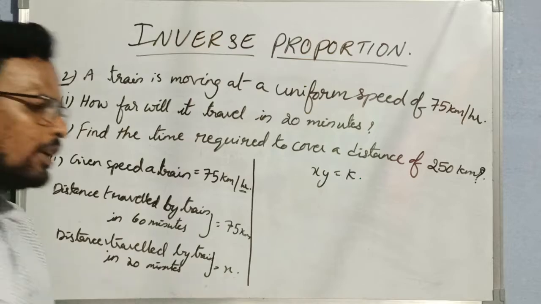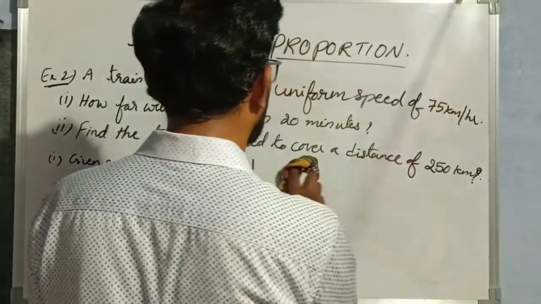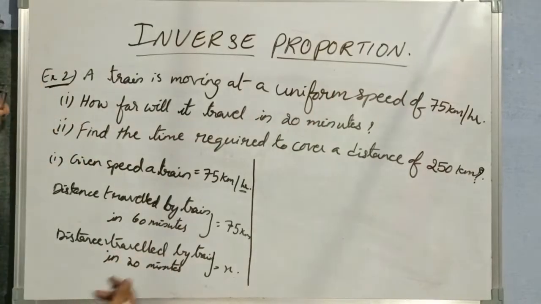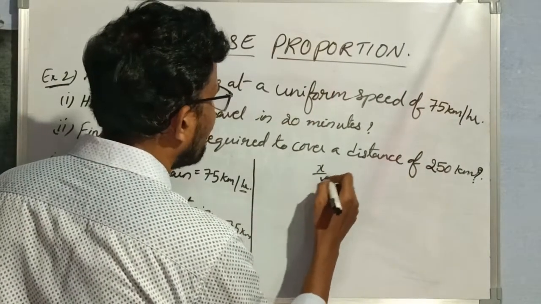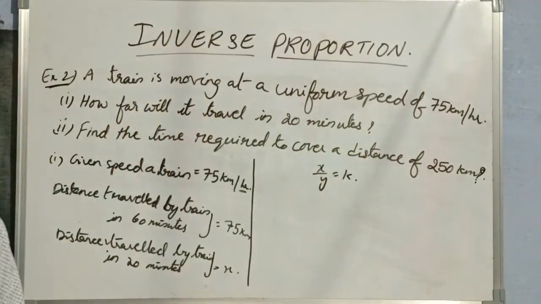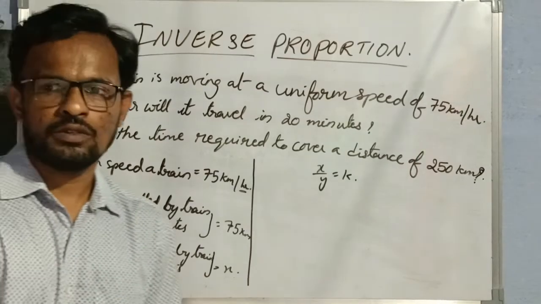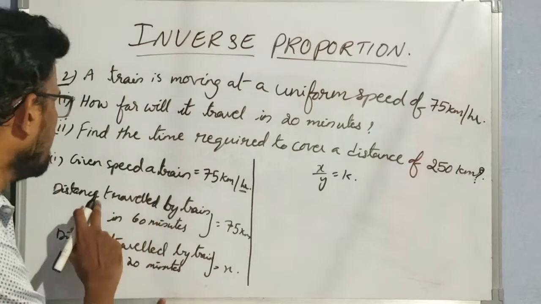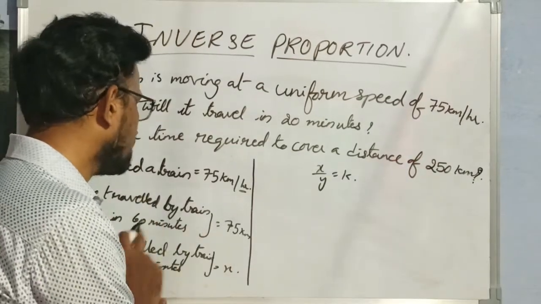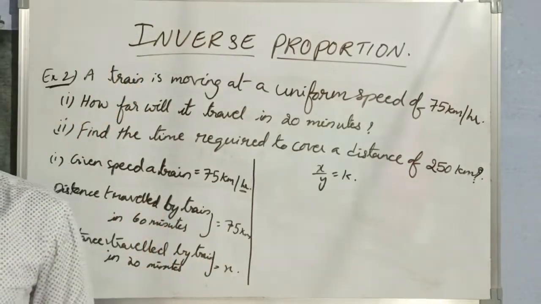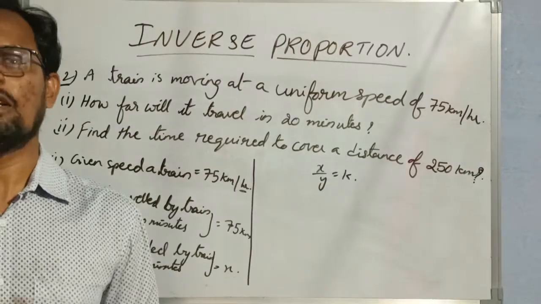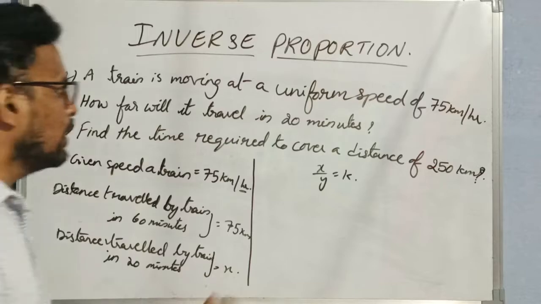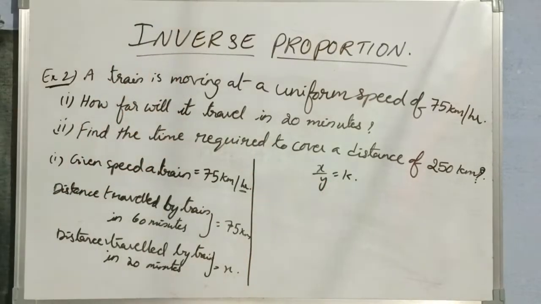Correct? If not, wait. Here distance and time, right? Distance and time are direct proportion. So let us take x by y is equal to k only. Okay? Don't get confused. Always we have to use x by y here. Why? Because this is distance and this is time. Distance and time are directly proportional, but not inversely proportional. But speed and time are inversely proportional. Clear? So now x by y is equal to k.